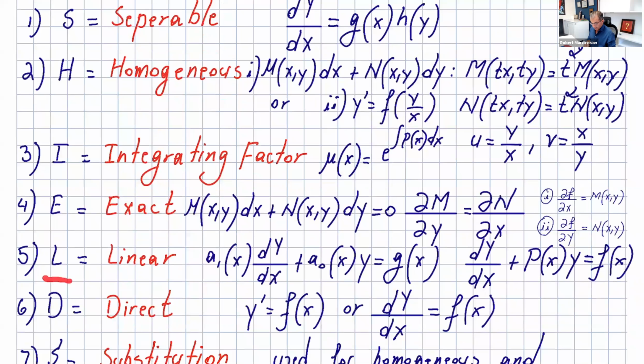Then we have L. L is linear. A linear equation can be written as a1 of x dy dx plus a0 of x y equals g of x, or you can just write it like that. And again, that's where we use the integrating factor to solve linear equations. We come up with the product, and then we solve it.